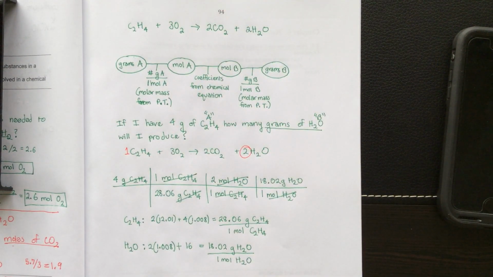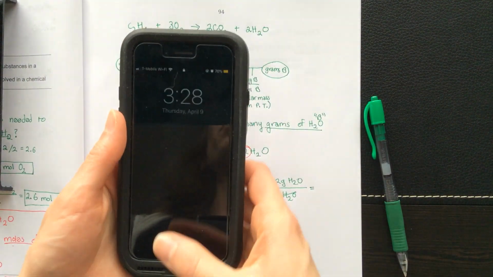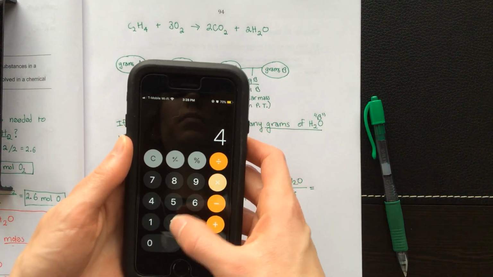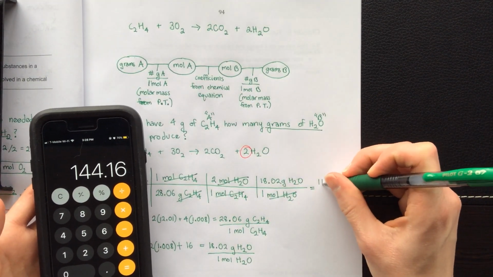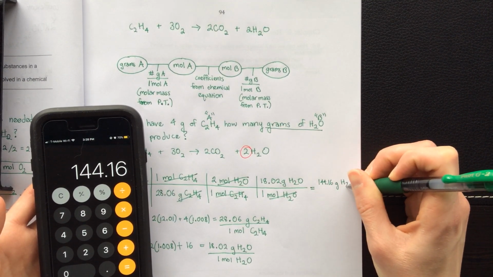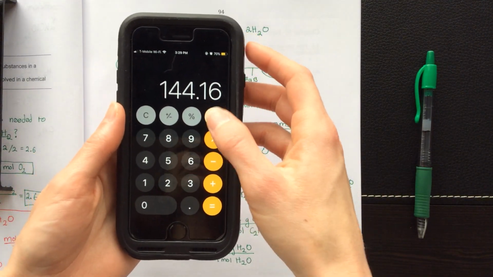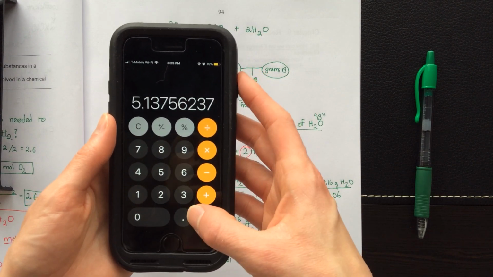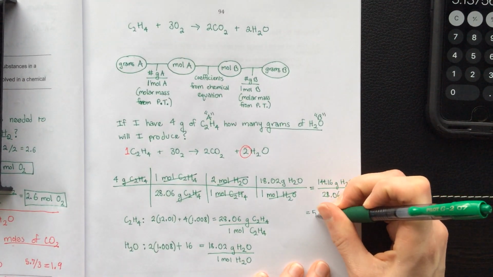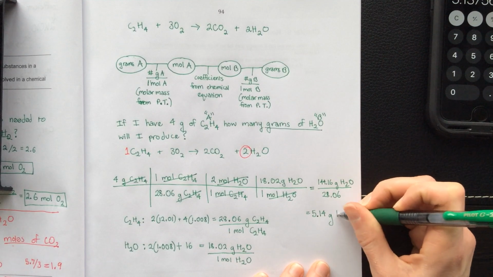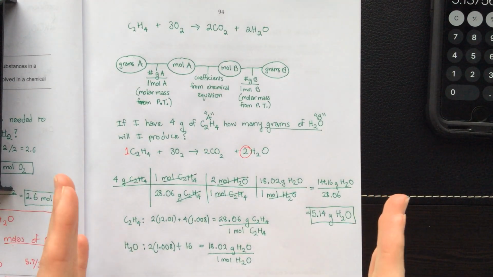Now the last thing I have to do is just multiply everything on the top, divide it by everything on the bottom. So I'm going to do 4 times 2 times 18.02. So that's going to be 144.16 grams of H2O. And then on the bottom, I just have the 28.06. So I'll divide those. And you will get 5.14. I'm just going to round that to 5.14. Okay, so that's how you do these problems.